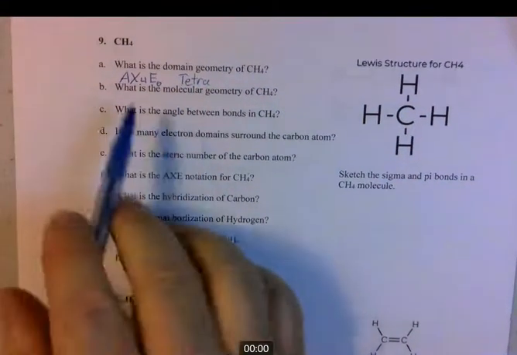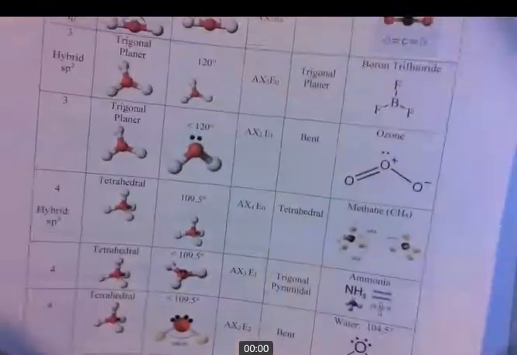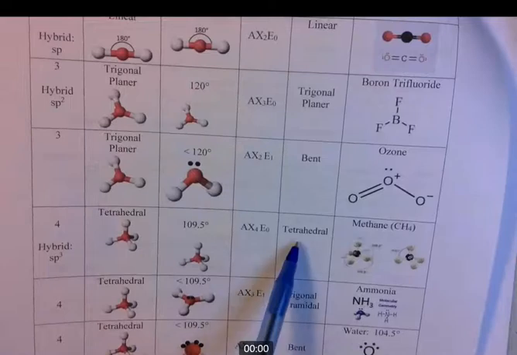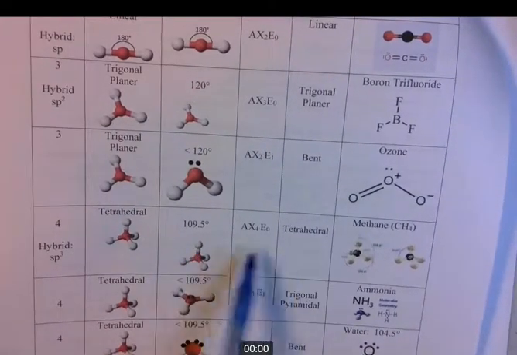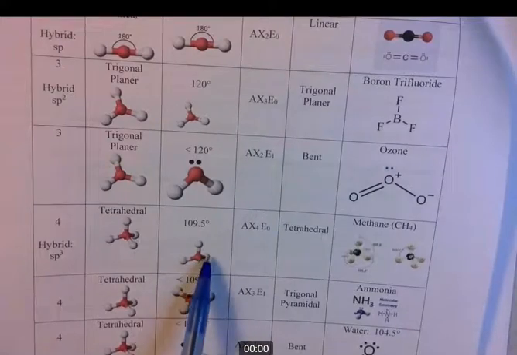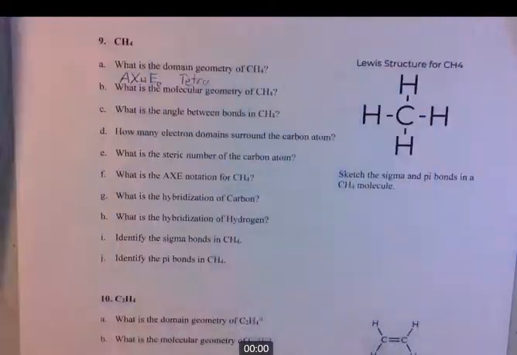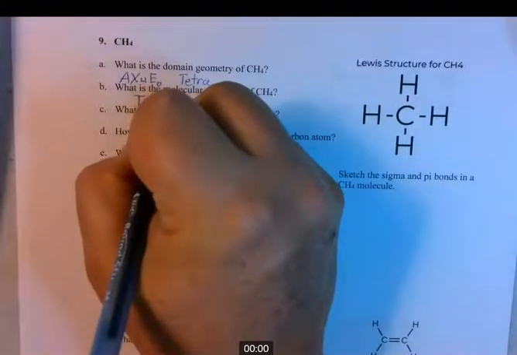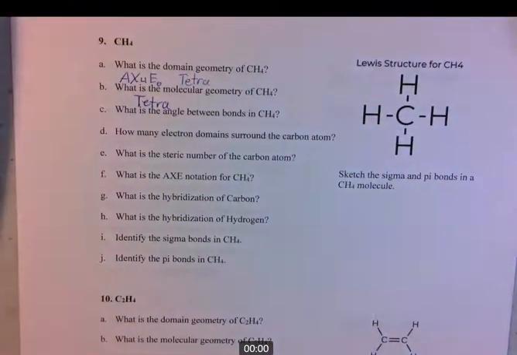What is the molecular geometry? Whenever you have no lone pairs, the domain geometry and the molecular geometry, in other words the actual shape of the molecule, are the same because you have atoms attached to all four of those locations. So AX4E0 is also tetrahedral. These are things we've done before. We did these types of exercises before the break.